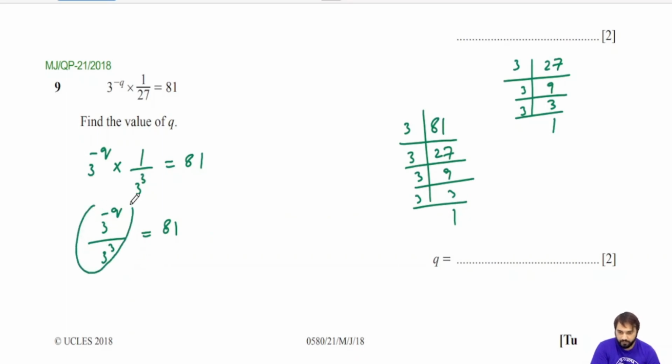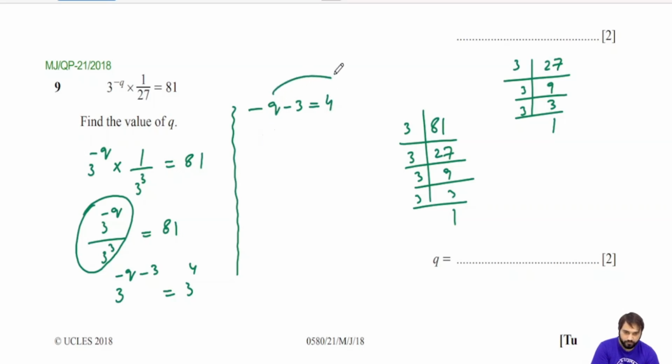We have the division thing, and the bases are equal. We just write one time base and subtract the power. Of course, the power of numerator should be written first, minus q, and then negative sign, then the denominator's power, that is 3, is equal to 81 can be written as 3 raised to power 4. After that, just equate the powers. Minus q minus 3 is equal to 4. We need to find the value of q, so just move it, and I can write minus 3 minus 4 is equal to q, minus 7 is equal to q, or q is equal to minus 7. So this is the answer to this question.